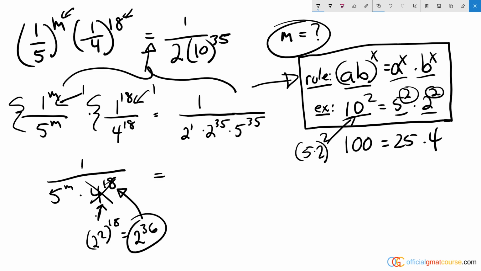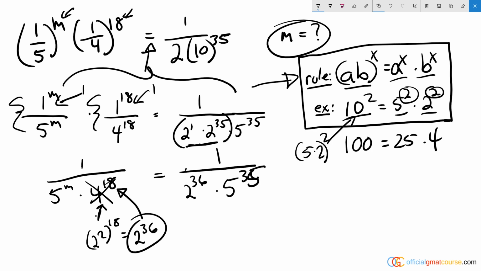And so instead of having 4 to the 18th here, we really have 2 to the 36th, which allows us to better compare with the left-hand side of this equation, which, as you'll notice on the bottom, had 2 to the 1 times 2 to the 35, since we broke out the 10 to be 2 and 5 to the 35th power. When you have a common base and you're multiplying, you add the exponents. So this is going to end up being 1 over 2 to the 36th times 5 to the 35th.